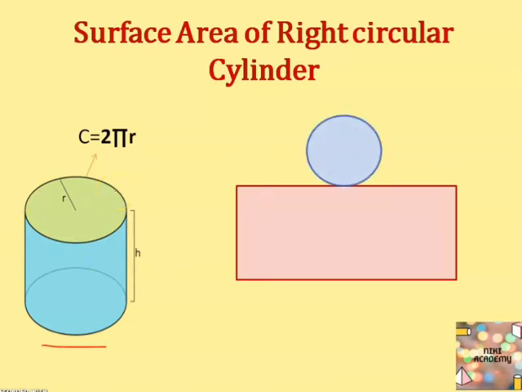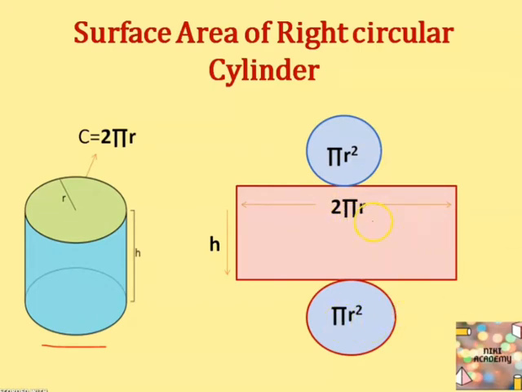So top will be a circle and bottom will be a circle. These are parallel circles with the same areas. Here the height is h. So the rectangle height is h and the length is 2 pi r. The area of the top circle is pi r squared and the bottom circle is also pi r squared.